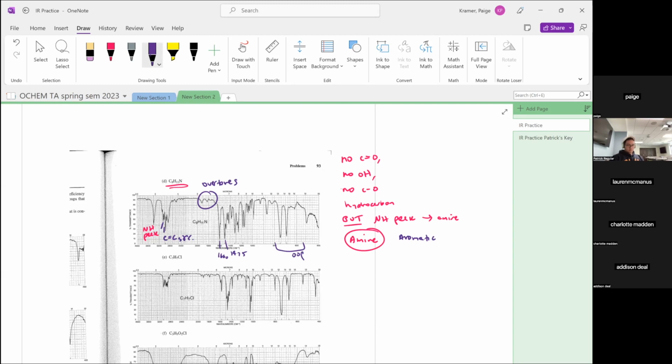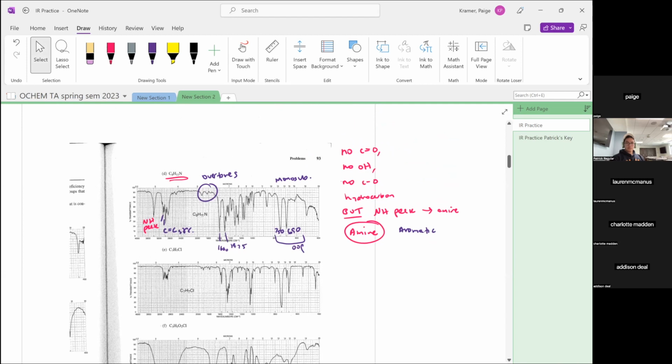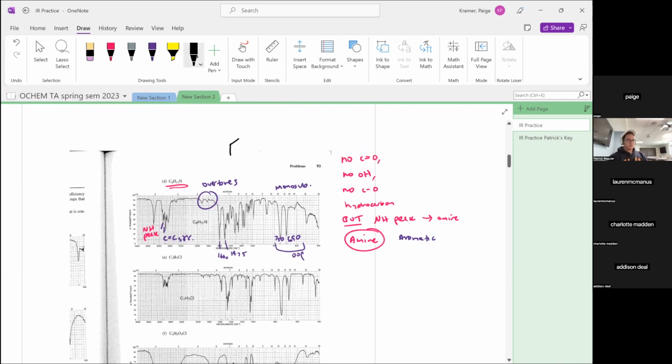Based on the OOP bends, using that chart that we have, this is 1750, this is 690. So the two peaks around those, we could also deduce that it would be mono-substituted. If you wanted to attempt to draw the structure, we know it's aromatic and we know it's an amine. So kind of guessing, it could be something like this.